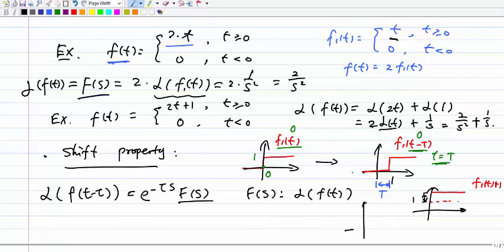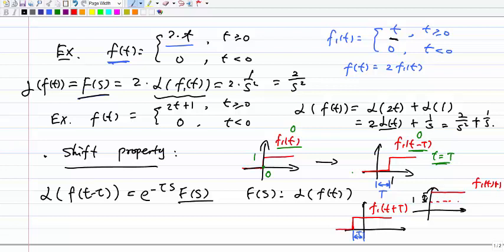If I draw another case, so if I shift to the left, and the shift is given by tau, what function do I get? The function will be f1(t + tau), as you can imagine. So it's a plus.